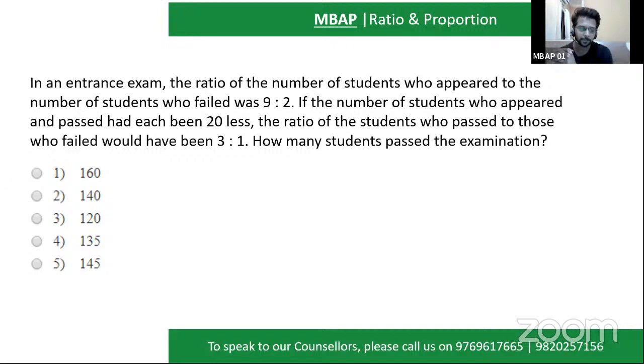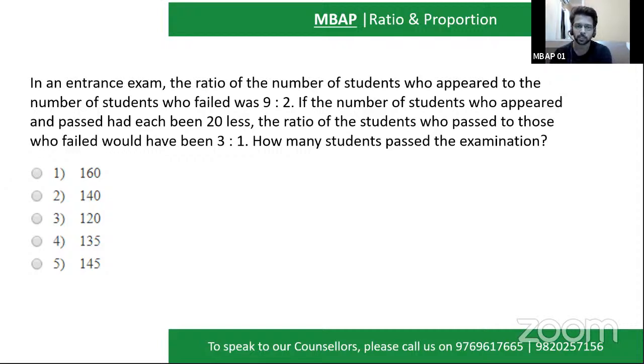In the given entrance examination, the ratio of number of students who appeared to number of students who failed is 9:2. So appeared versus failed is 9:2. Had it been that the number of students who appeared and the number of students who passed was 20 less each, then the new ratio of number of students who passed to number of students who failed would have become 3:1.